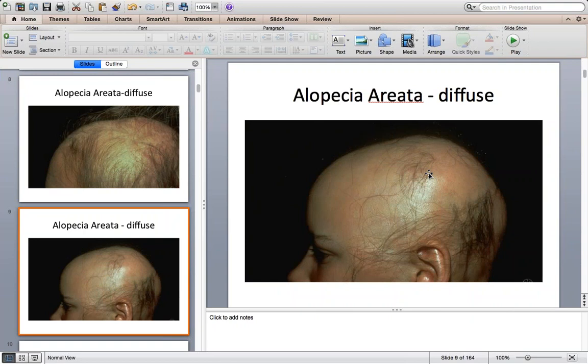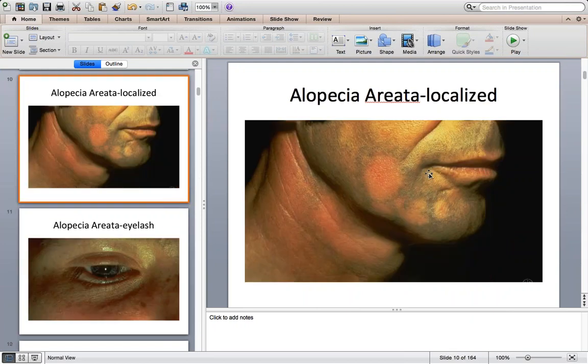Now, when alopecia involves the entire scalp, it could be called alopecia totalis. When alopecia areata involves the eyebrows and the rest of the hair areas, such as the eyebrows, eyelashes, the underarm hairs, and the pubic hair, and even hairs all over the body, then it's known as alopecia universalis.